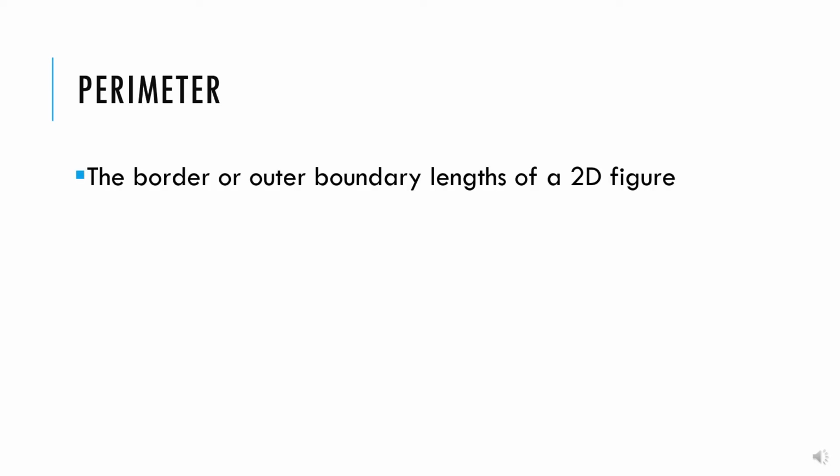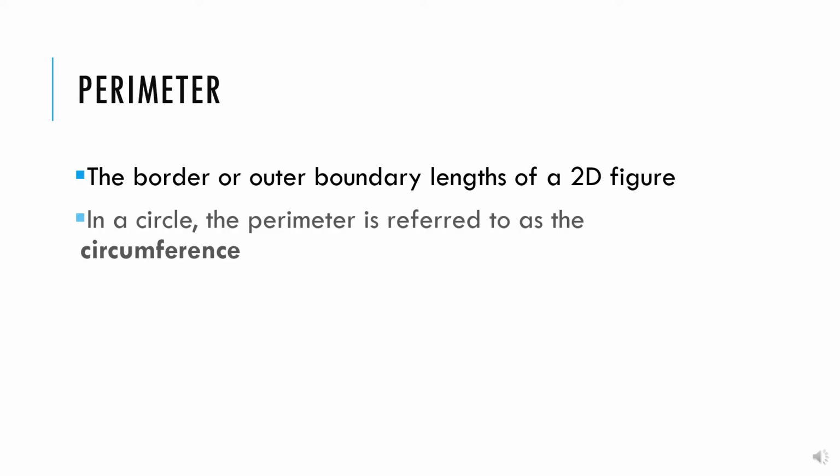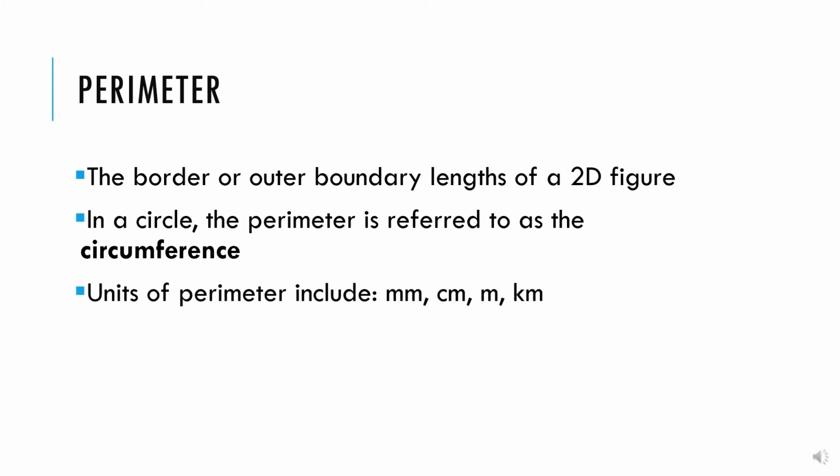So what is perimeter? A perimeter is the border or outer boundary lengths of a 2D figure. In a circle, the perimeter will be referred to as the circumference, and the units are typically given in millimeters, centimeters, meters, and kilometers.